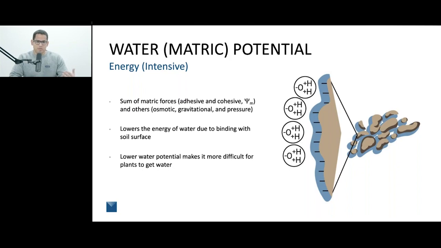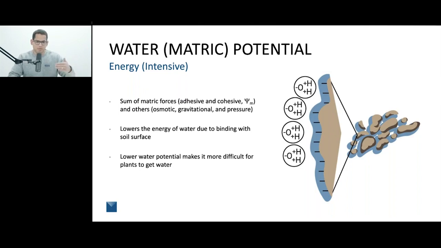Now, these forces, these adhesive and cohesive forces, lower the energy of the water due to the binding with the soil surface. And the lower the water content, the more tightly bound that water is going to become. And this all depends on the makeup of the soil, how much surface area there is, how small the pores are. All these things govern the way that looks. Now, as we lower the water potential, it makes it more difficult for plants to get water.